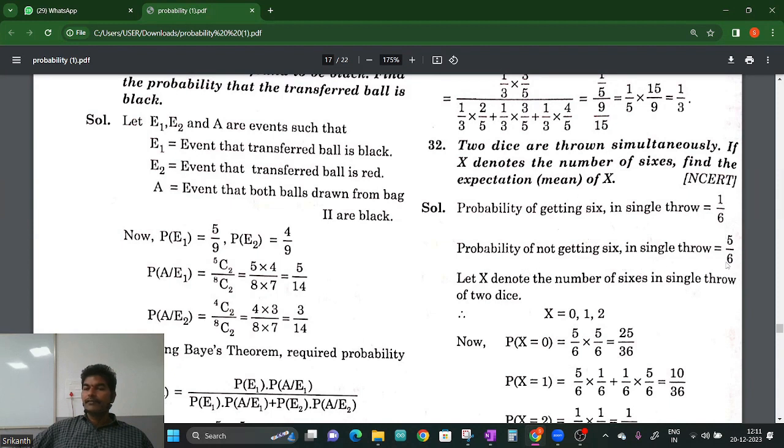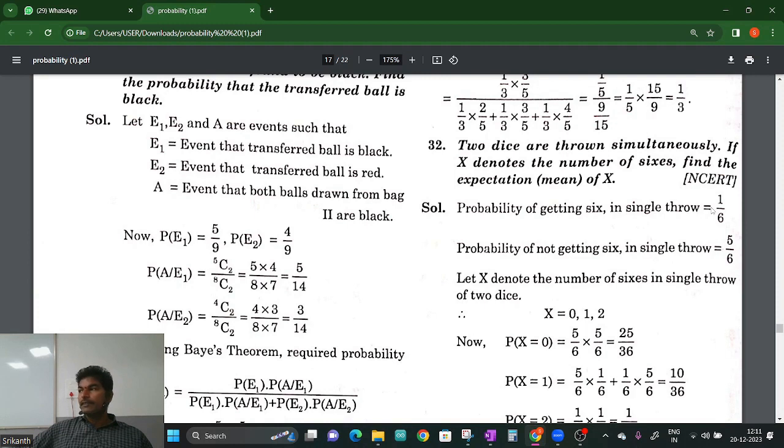Not getting 6 is 5 by 6. So always you have to calculate in a single throw. In a single throw, calculate the probability. This is what is called P and this is what is called Q. These P and Q are considered in a single throw.